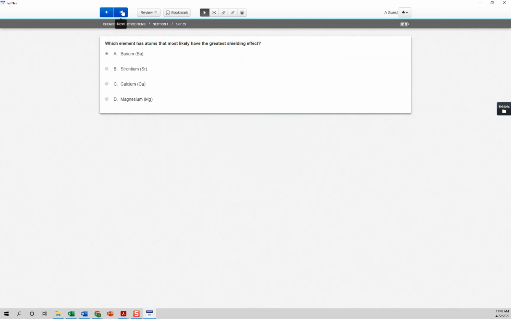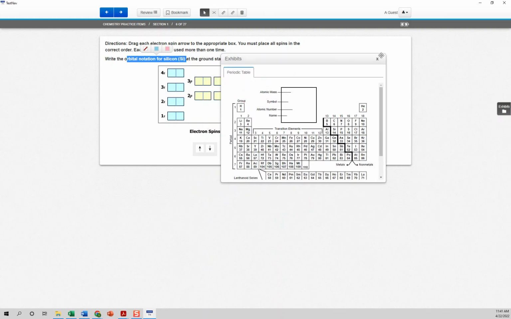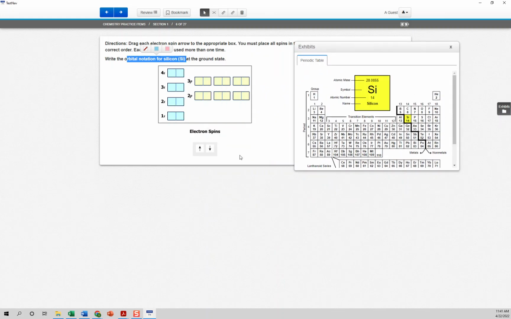Okay, moving on. All right, so here it says, drag each electron spin arrow into the appropriate box. You must place all spins in correct order. Each arrow may be used more than once. And we want to do the orbital notation, the orbital filling diagram for silicon. They gave us the chemical symbol. We'll come over here. We'll find silicon on our periodic table. It's here. And we need to write the orbital diagram, okay?